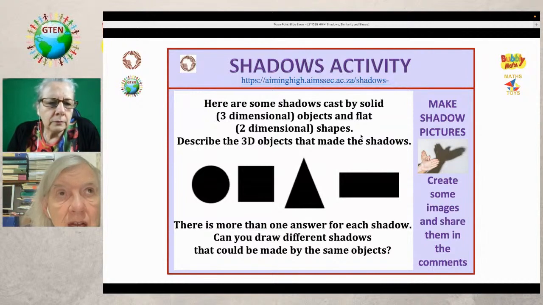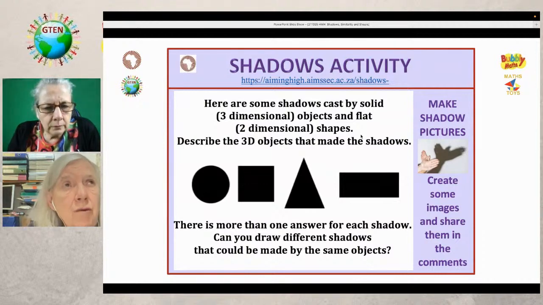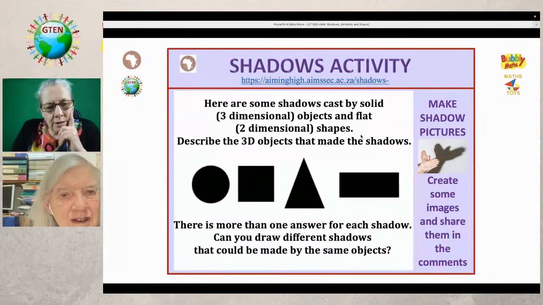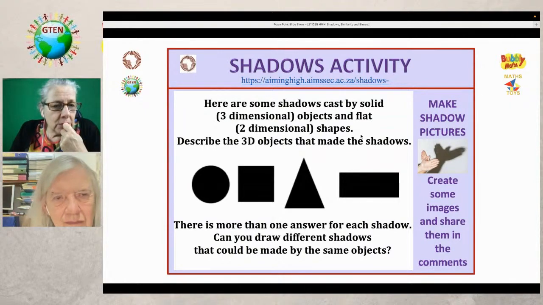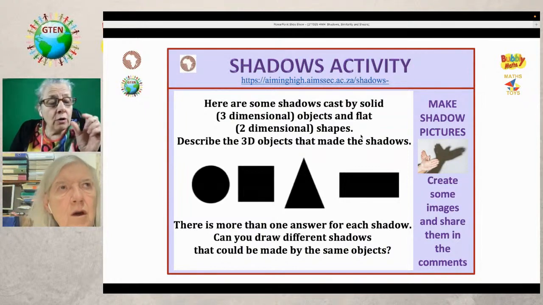And the question is, if those are the shadows, what 3D shapes could have made those images? So they're shadows. What 3D shape would make the shadow? Well, a cone could have made the circle, couldn't it? Or a cone on its side could make the triangle.